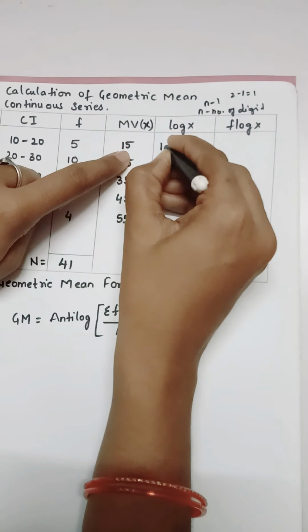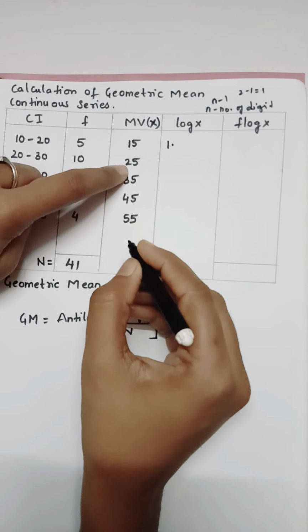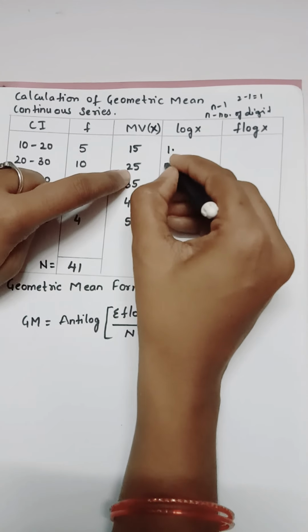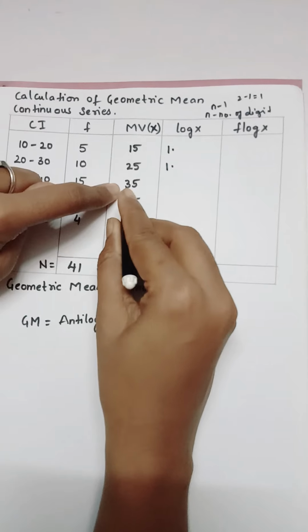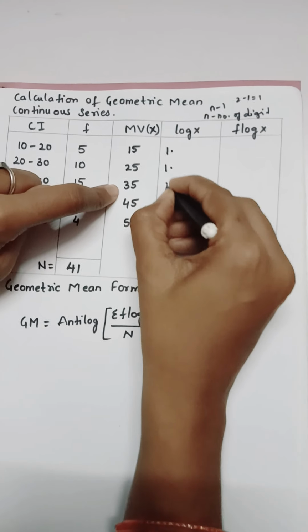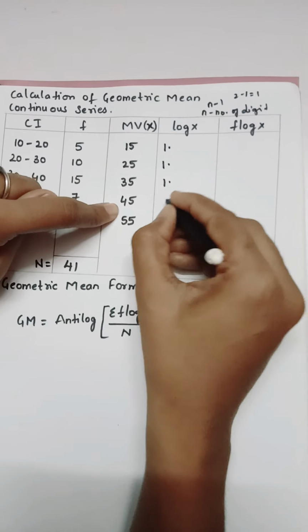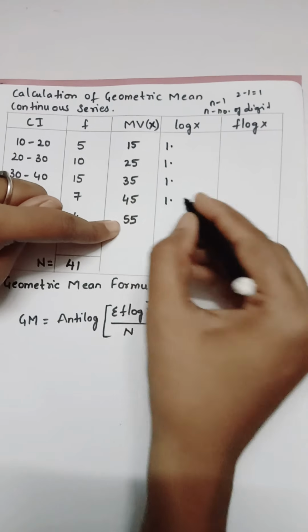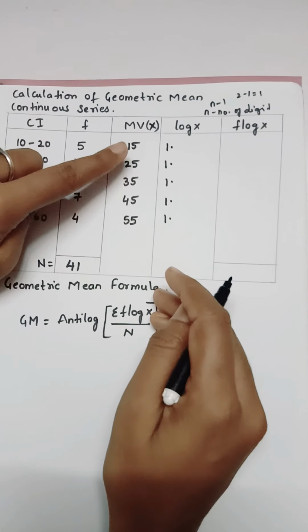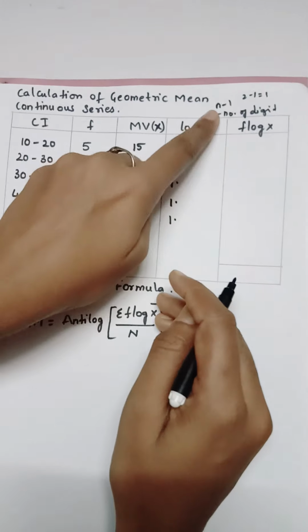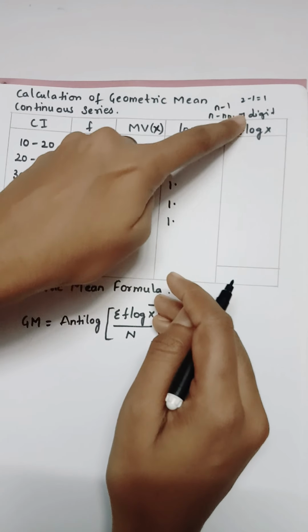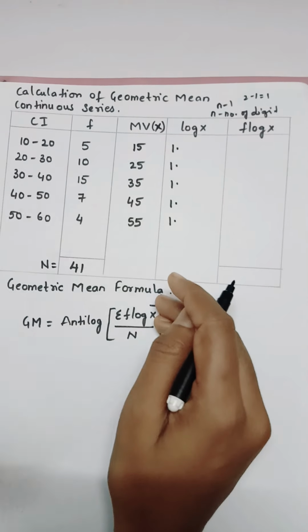Here also 25 has 2 digits, so 2 minus 1 is 1. 35, 2 digits, again 1. 45, 2 digits, again 1. 55, 2 digits, again 1. The rule is n minus 1, where n is the number of digits. So we have completed the first part of the logarithm.